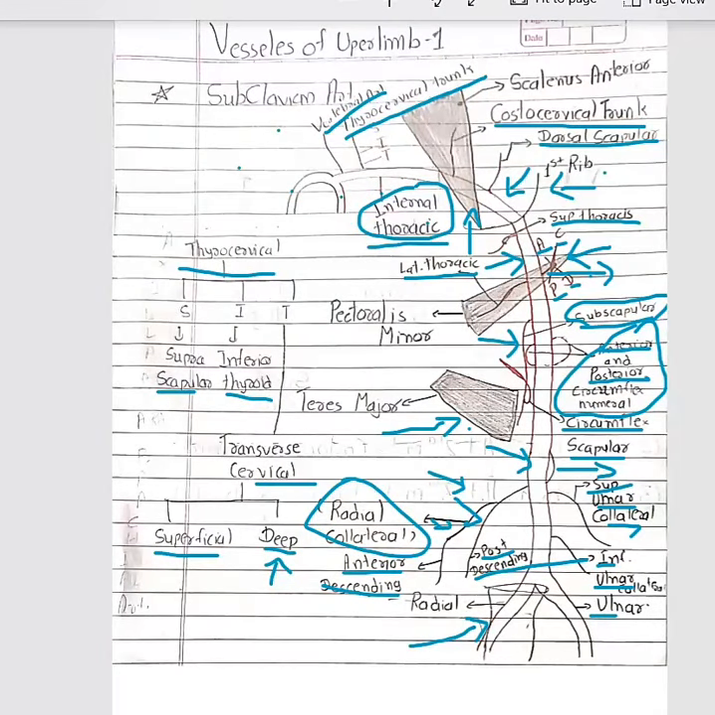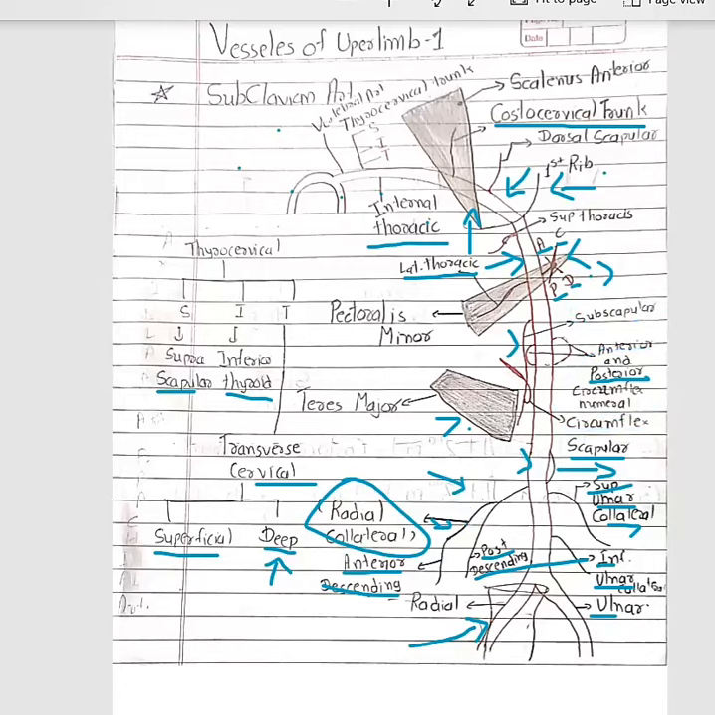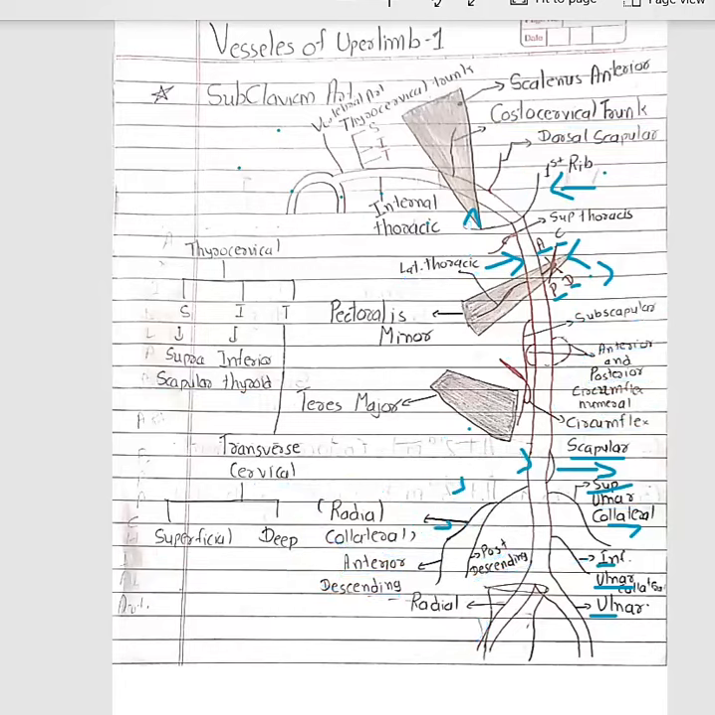Hello friends, today we will learn about vessels of upper limb part 1. In part 1, we will learn about the subclavian artery, axillary artery and brachial artery. These three arteries are one continuation, but in different regions they are known by different names. In the subclavicular region it is known as the subclavian artery, in the axilla region it is known as the axillary artery, and in the region of the arm it is known as the brachial artery.